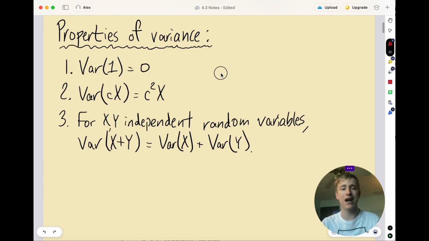The variance of a constant times the random variable. Well, remember with expectation, you just pulled the constant out. With variance, you can do the same, but it's going to be that constant squared. And then third, for x and y independent random variables, and yes, this is pretty important, the variance of the sum is equal to the sum of the variances. All right, let's go ahead and prove that.